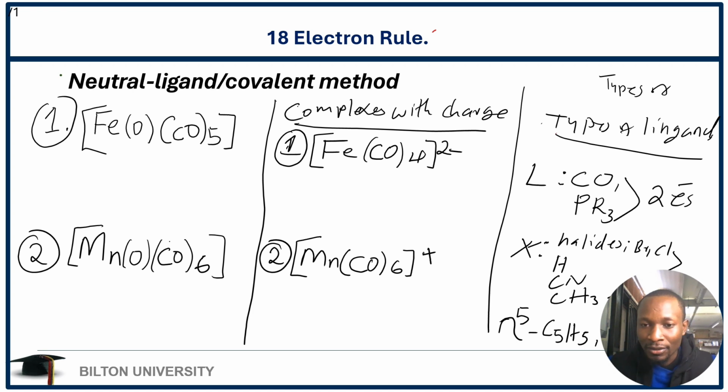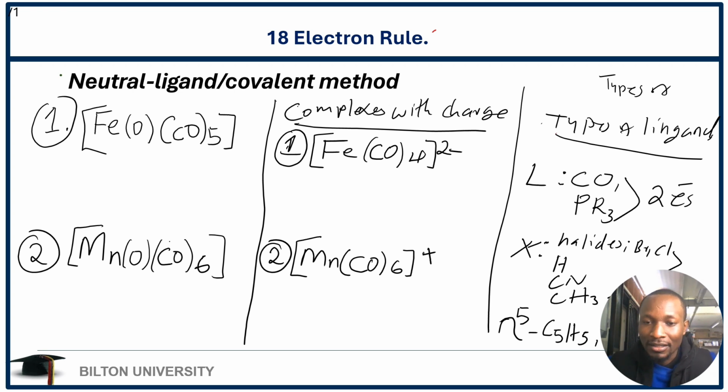So the 18 electron rule simply says that the sum of the d electrons possessed by the metal plus the electrons donated by the ligands should add up to 18. It means that if the complex does not have 18 electrons, then it does not obey the 18 electron rule. But if it has 18 electrons, then it obeys the 18 electron rule.